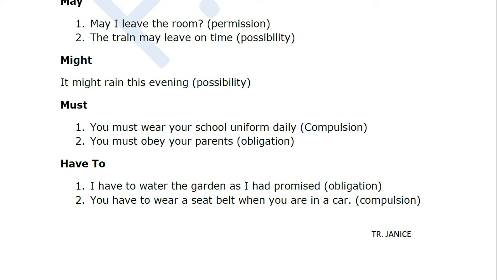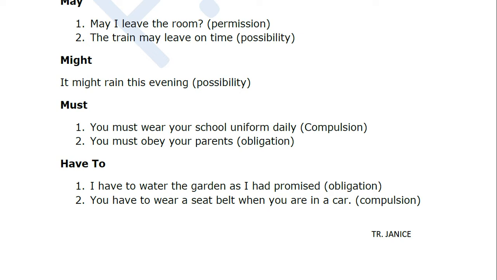Must. You must wear your school uniform daily. Here it is a compulsion. You have no choice. No choice is given to you. Yes, it is a compulsion. You have to wear your school uniform, that too every day.